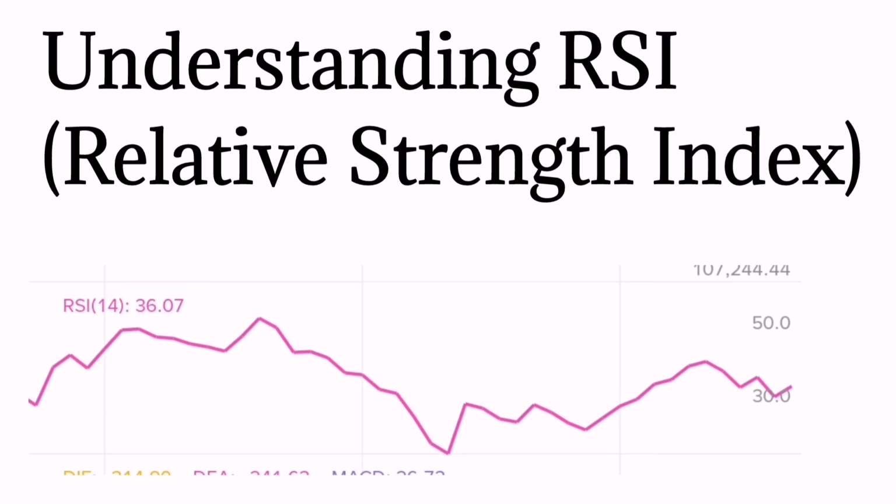An RSI above 70 is considered overbought. Price may reverse down. An RSI below 30 is considered oversold. Price may reverse up. But RSI isn't just about overbought and oversold. It's also great at spotting momentum strength, divergence, and trend confirmation.